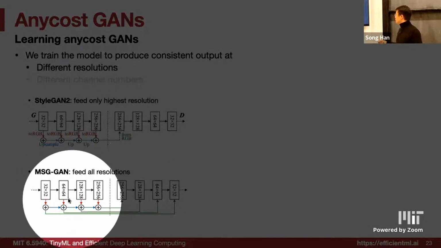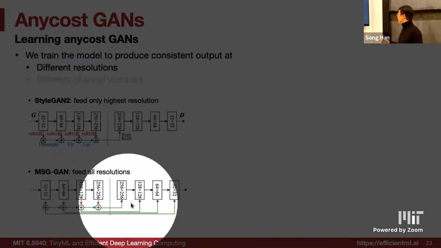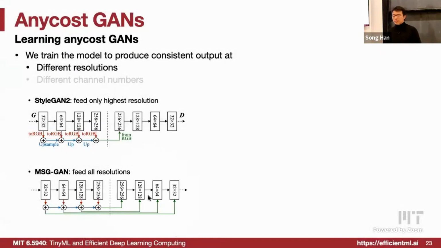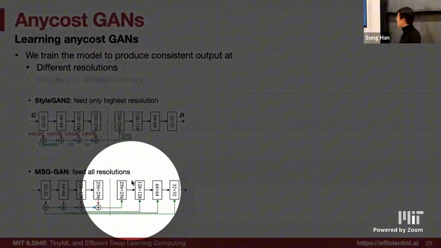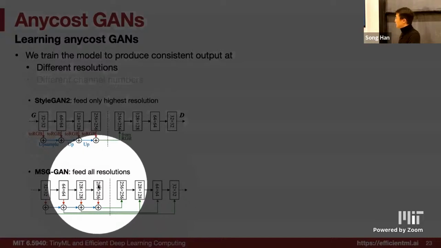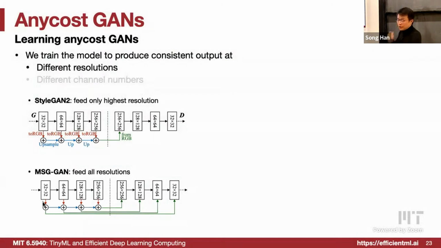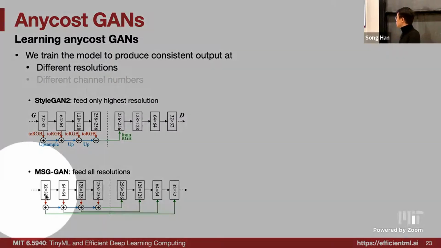MSG GAN feeds all the resolutions, from 32, 64, 128 to 256, and feeds every stage to the discriminator. That makes it more challenging because the discriminator has more information about the input. It has all the information across different resolutions, which makes it harder to pretend to be a real image, because for each resolution it has to look like a real image rather than a generated image, in order to fool the discriminator.